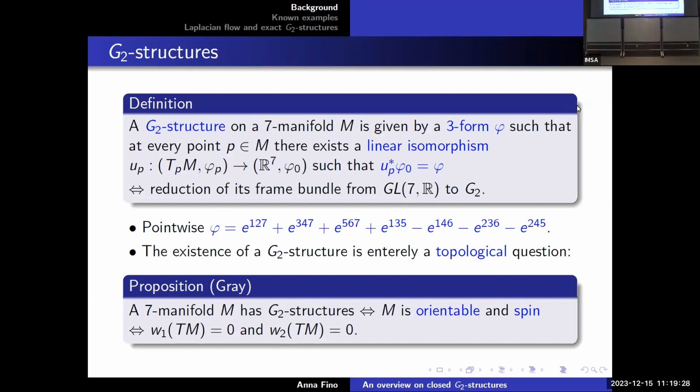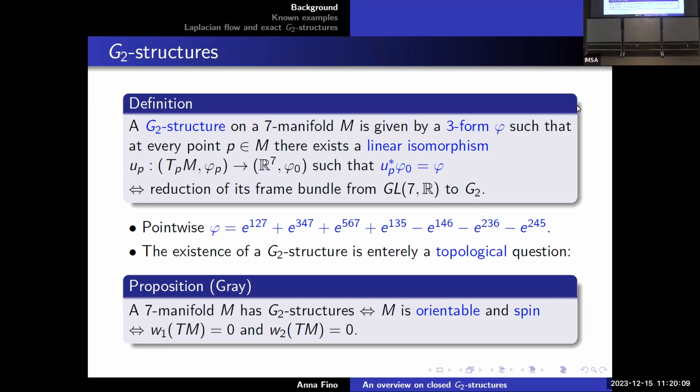The dimension where we are will be 7, and we say that a G2 structure on a 7-manifold is just given by a three-form such that at every point you can transform it by a linear isomorphism to the φ0 that we saw before. So we have a reduction of the frame bundle from the linear group to G2, and point by point you have that φ0, which is the reference form. The first thing here is the existence of such a G2 structure, which is a topological question.